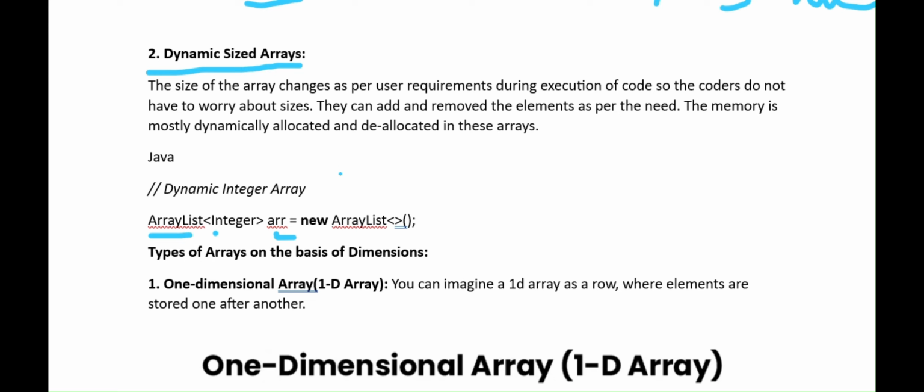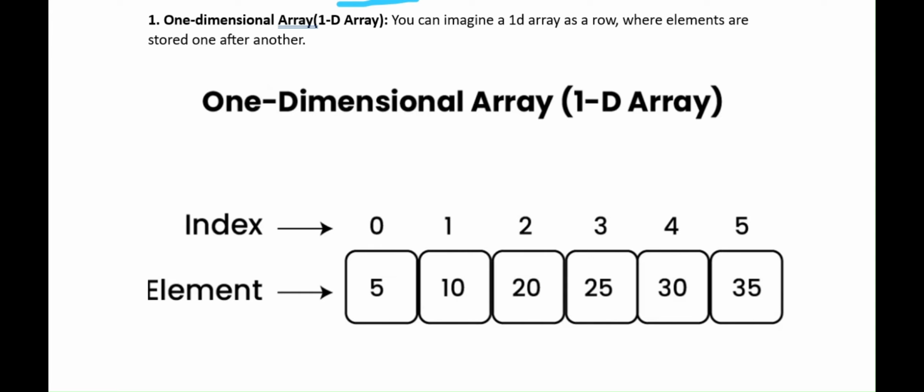Let us see the second data type, which is types of array based on the dimensions. There are many dimensions: one-dimensional array, two-dimensional array, and multi-dimensional arrays. As I told before, in the student marks example, to store the marks of 50 students, we can use a one-dimensional array.